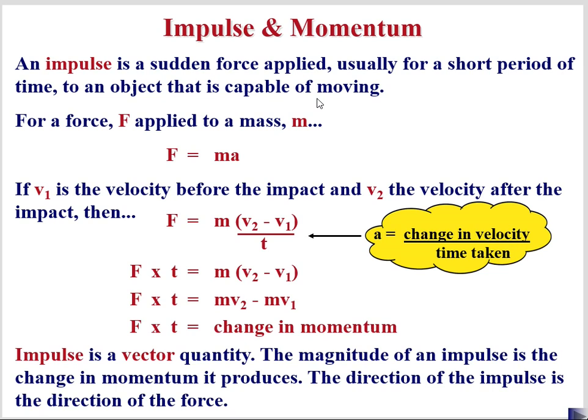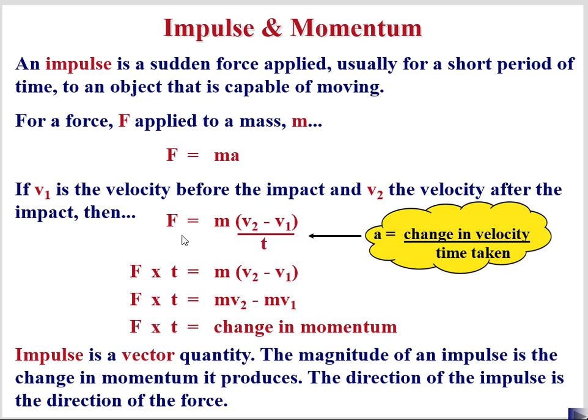So for a force F applied to a mass m, you start with Newton's second law, F equals ma. Then instead of acceleration, we're going to substitute in this change of velocity divided by the time taken for that to happen. So if something comes to a standstill, then its velocity after the impact, v2, is going to be 0, and v1 is going to be some number greater than 0, and then divided by time taken.